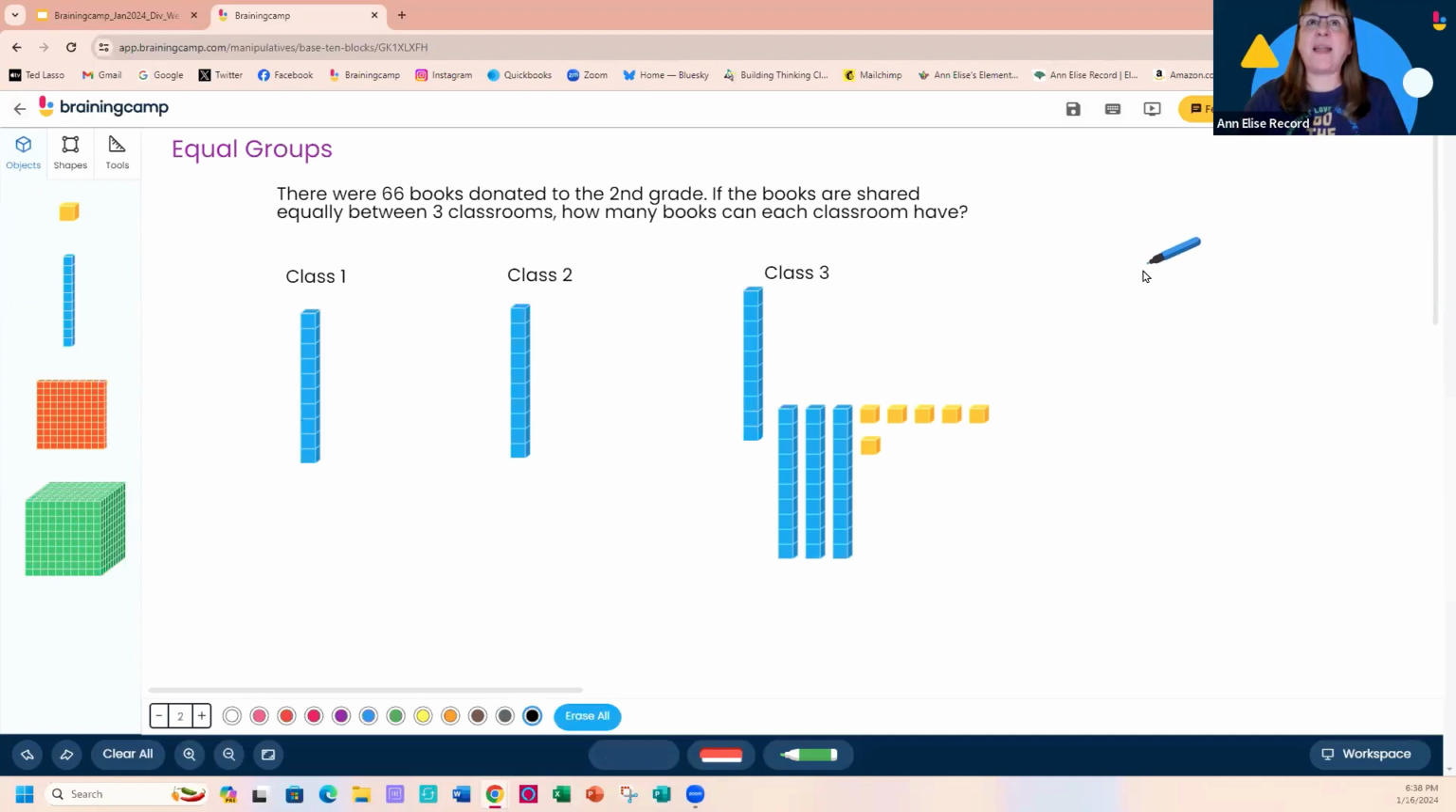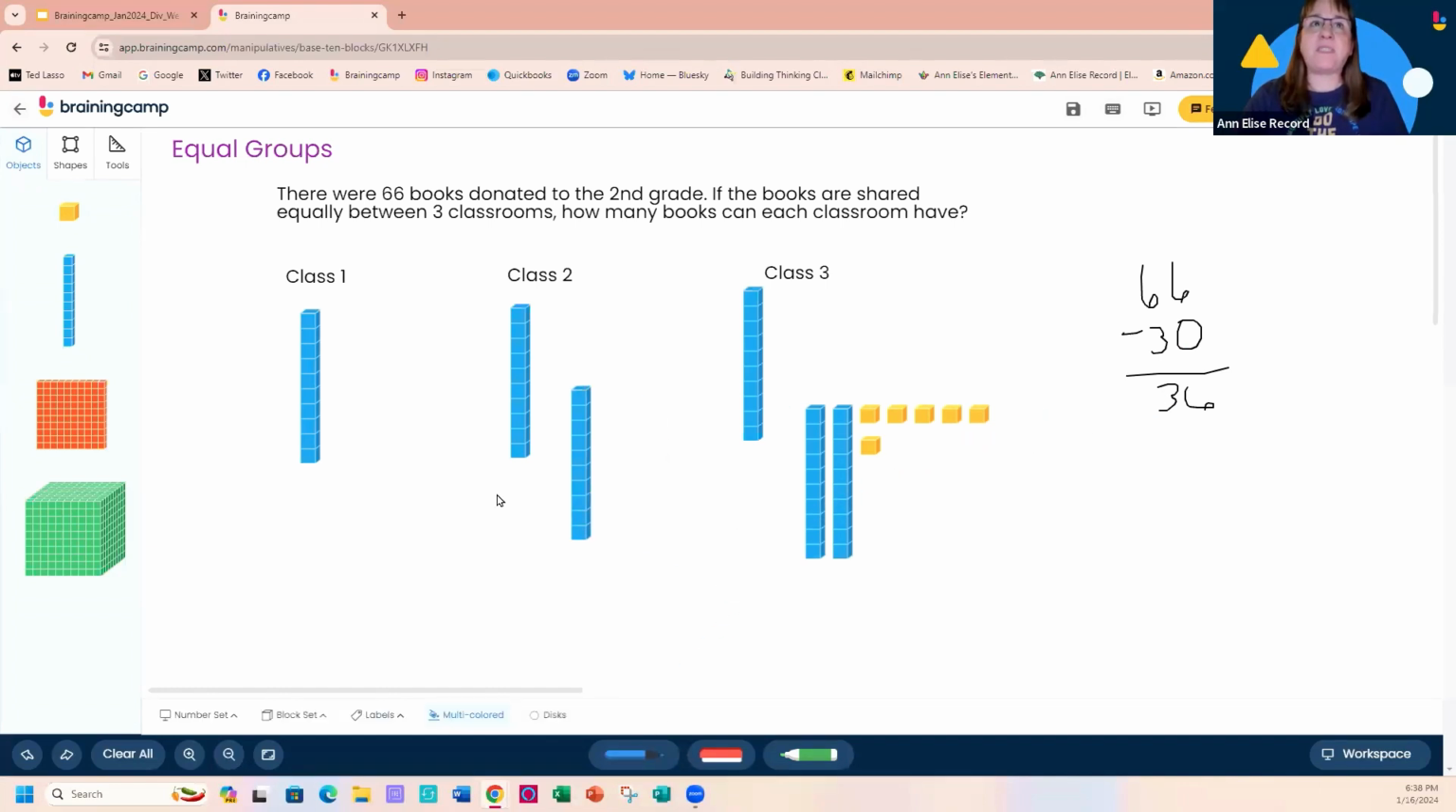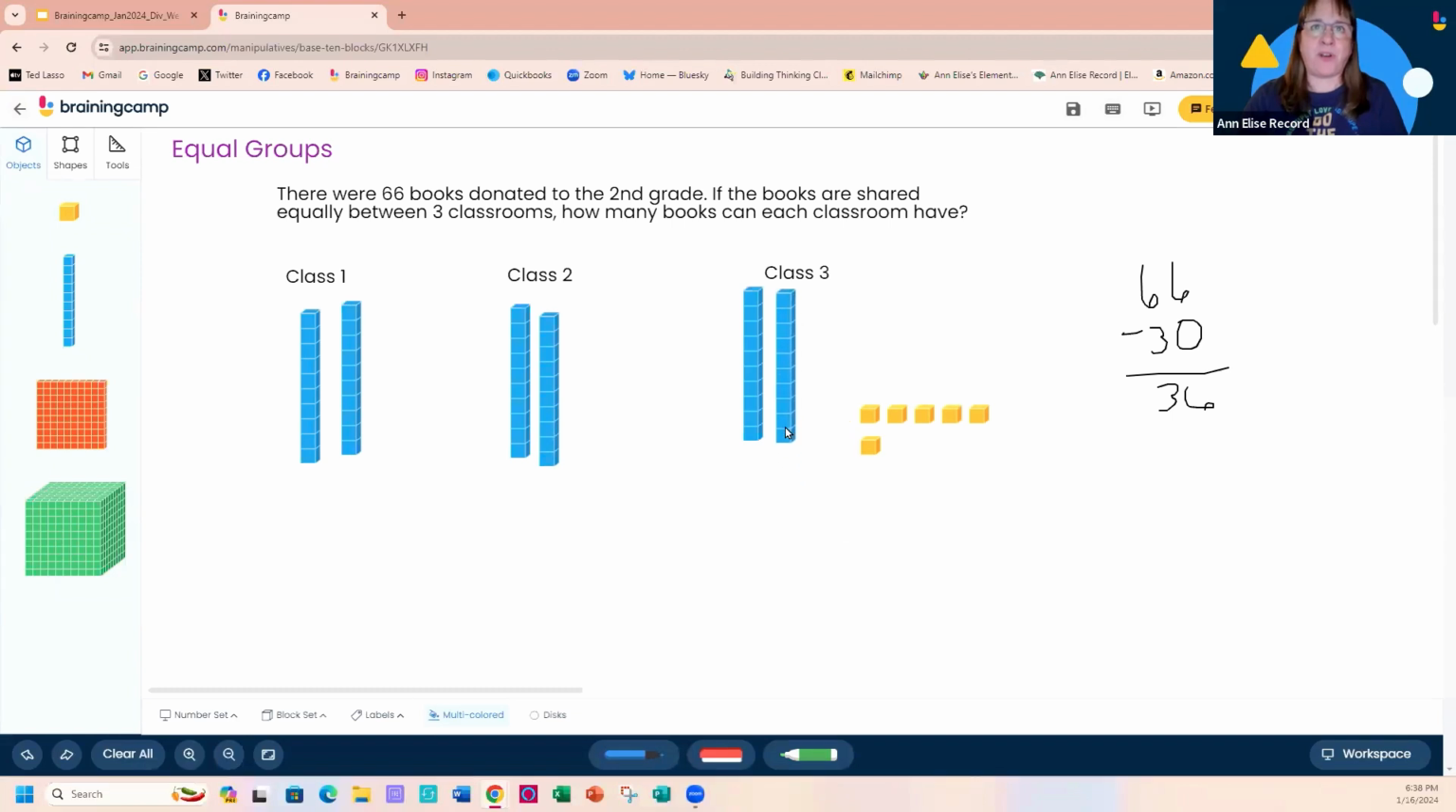So over on the side, I could be having my 66, and I just removed 30 to give 10 to each of those 3 groups. So I still have 36. Well, I have enough to give 10 more to each group. So there, I take that another 30 and give 10 more to each group, which means I want to now make sure I record that I've just now taken away 30 and distributed it to the 3 groups.